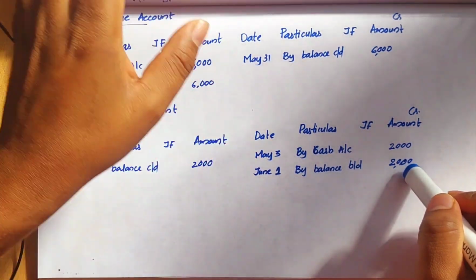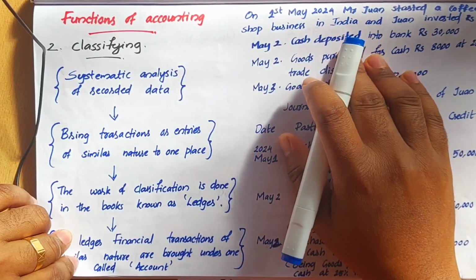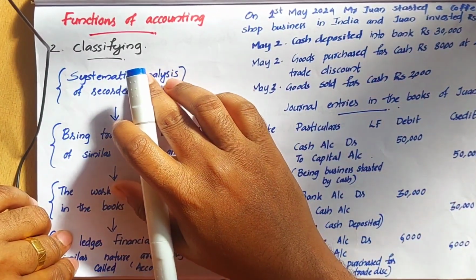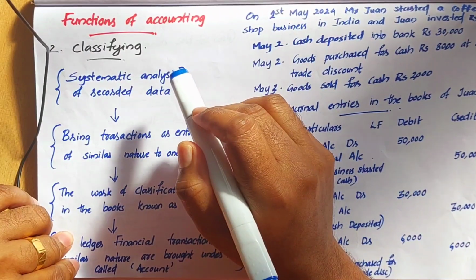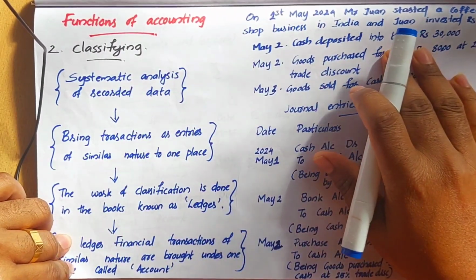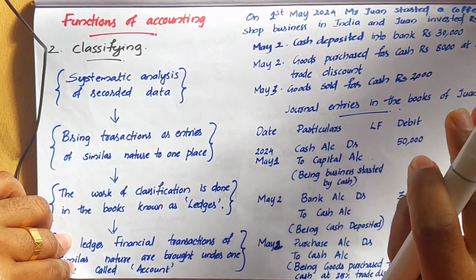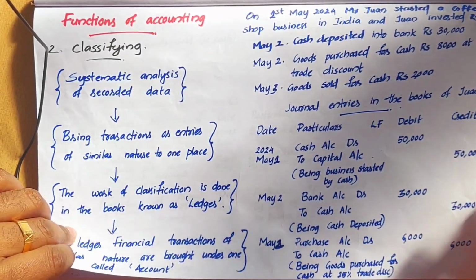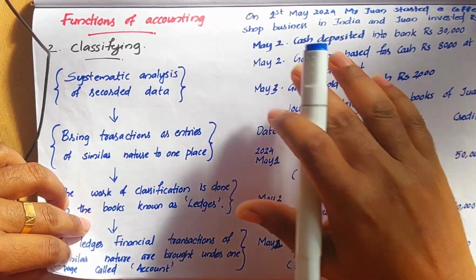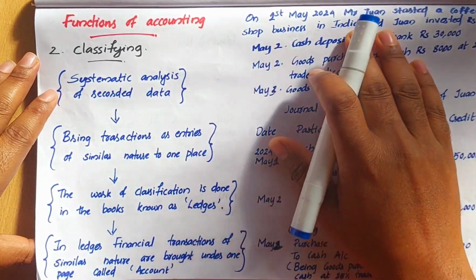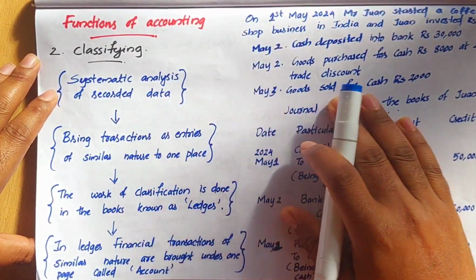Okay, so what we have done in this video: we have taken the definition of classifying, which is the second function of accounting, and we have taken one example involving 4 transactions. We prepared the journal entries and we posted all those entries into the ledger. I hope you understand all the concepts and whatever we have discussed here.